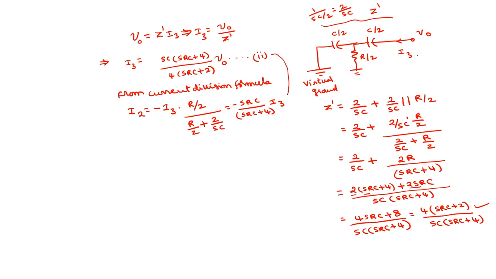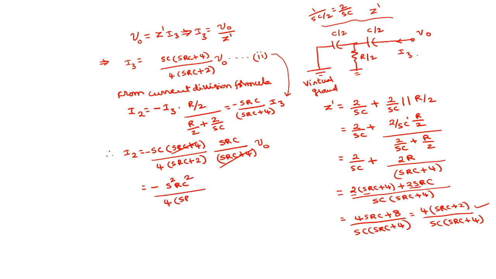If I substitute this I3 here, what will be I2? SC into SRC plus 4 divided by 4 times SRC plus 2, of course with minus sign, into SRC divided by SRC plus 4 times V0. So this SRC plus 4, SRC plus 4 get cancelled. This is equal to minus S square R C square divided by 4 times SRC plus 2. This is the expression for I2, so I call it equation 3.